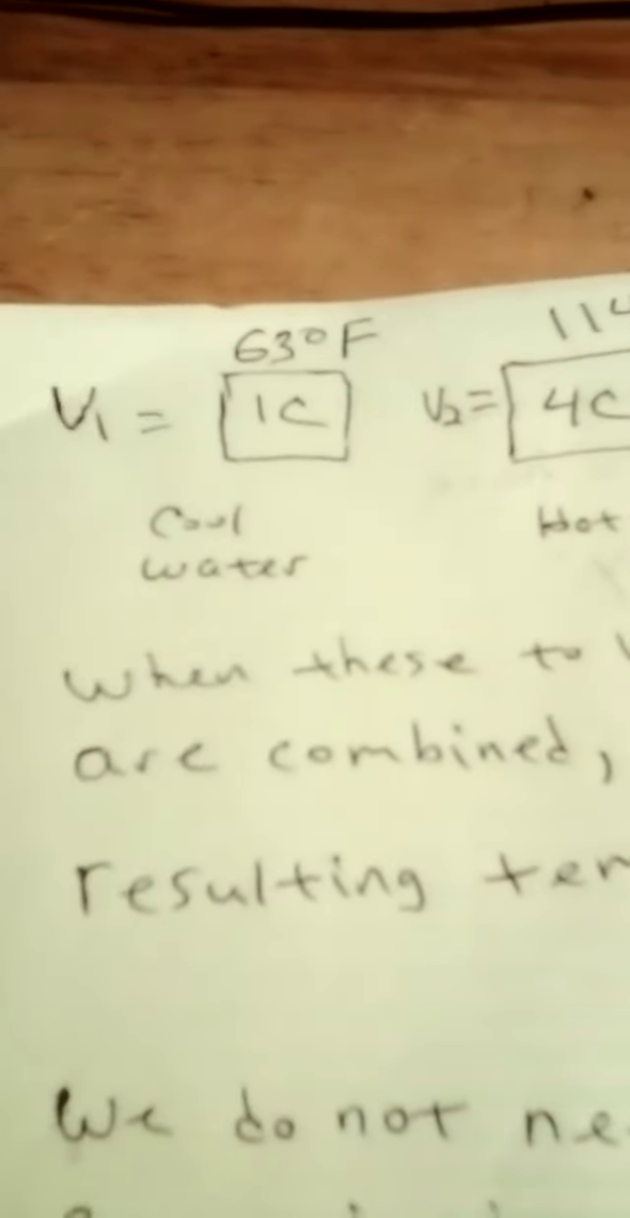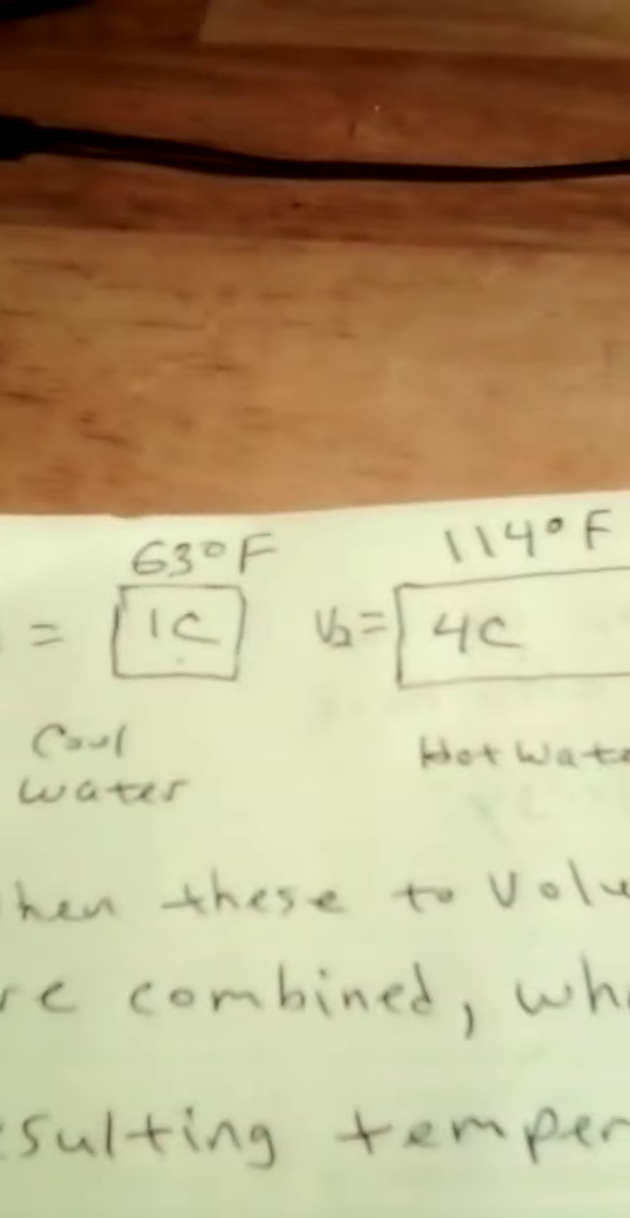I did do this with a thermometer in containers of water and a cup of water, and one had 4 cups. These were tap water. Of course, you can heat one more if you want to, and then have a greater difference in temperature for the experiment. Volume 1 is 1 cup at 63 degrees Fahrenheit. Volume 2 is 4 cups at 114 degrees Fahrenheit.